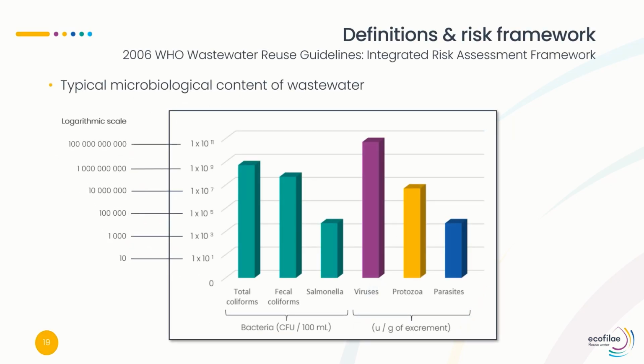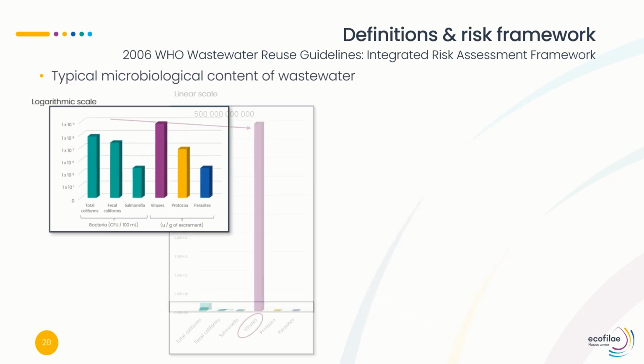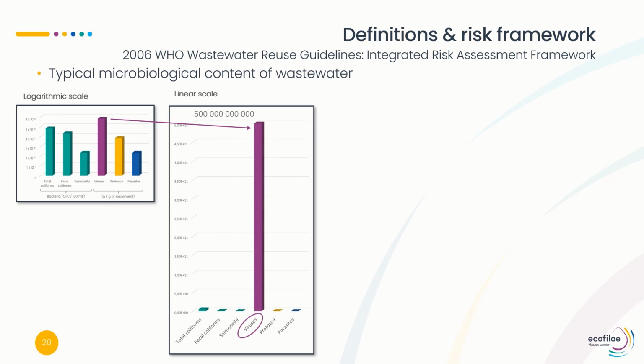Before we move on to the next section, it's worth noting the difficulties that many people have with thinking in exponential or logarithmic terms. If we compare these values of pathogen loads on a logarithmic scale compared with the same values on a normal linear scale, we can immediately see the difference in the orders of magnitude between the viruses and all the other types of microbes that makes the linear scale not particularly useful in this context.